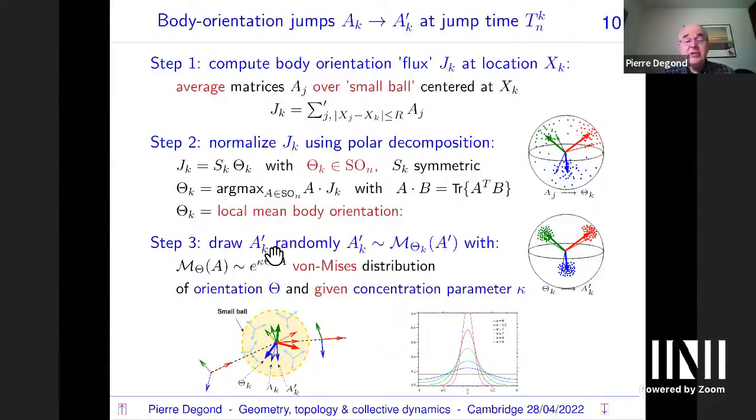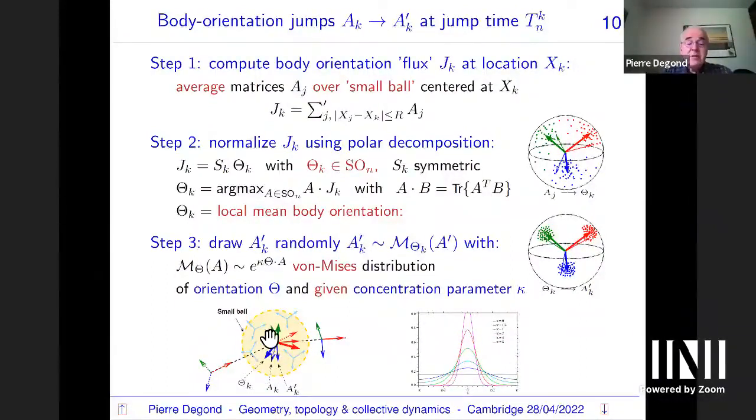And what I do is I choose A K prime, the new frame, as just a random sampling of this distribution. So instead of taking theta K exactly, I'm taking something around theta K. So here is what I do. I've plotted here in these small dots the distribution of theta of A prime. And I pick one of these frames at random around the mean body orientation.